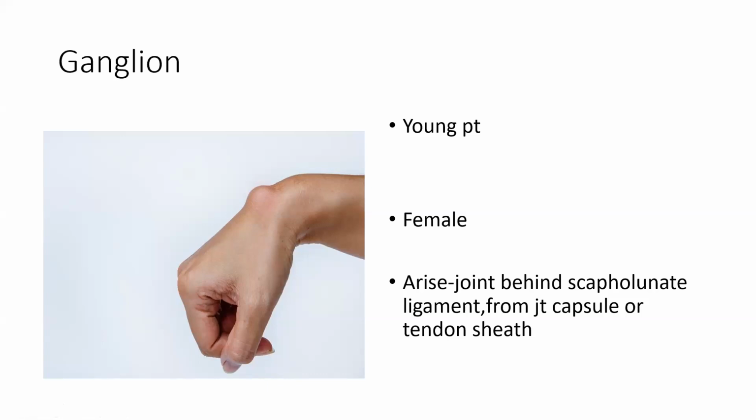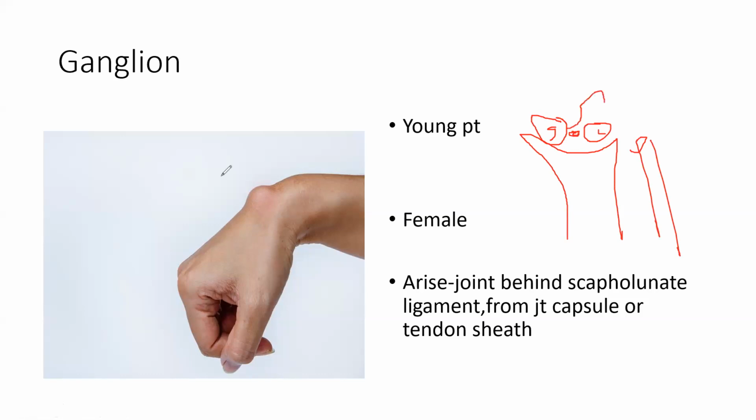It is between the scapholunate. How does it look? The wrist comes. This is your radius, this bone is the radius. This is the ulna. After the radial styloid comes the scaphoid, and here comes the lunate. So behind this junction, behind the scapholunate, the swelling grows from here. This is known as ganglion.